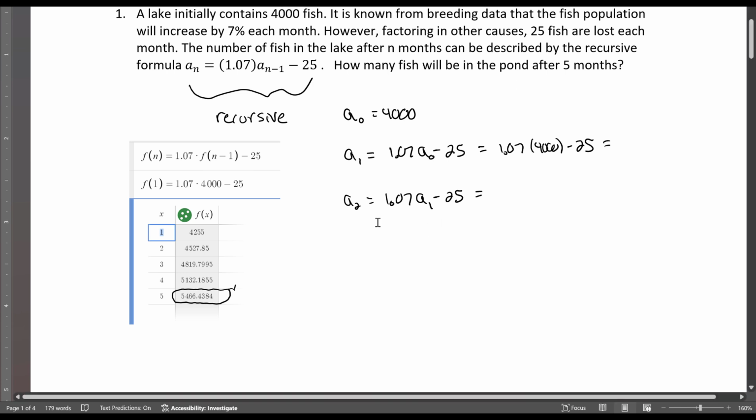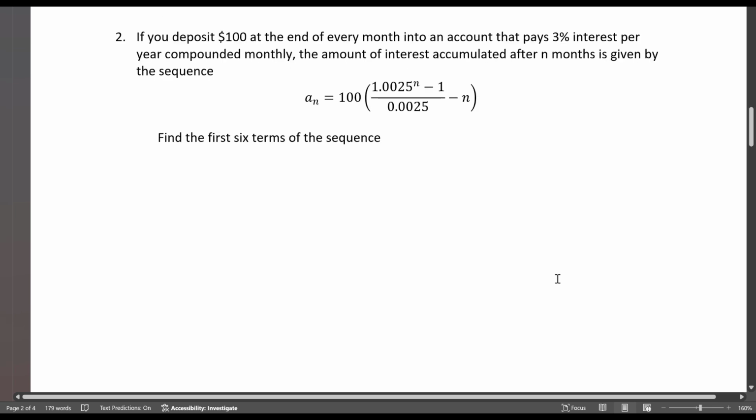Now this illustrates an example of a sequence where we're defining the sequence recursively. Let's take a look at a different example. Now this example says if you deposit $100 at the end of every month into an account that pays 3% interest per year compounded monthly, the amount of interest accumulated after n months is given by this sequence. I won't bother to read this formula here. And the question says find the first 6 terms of the sequence.